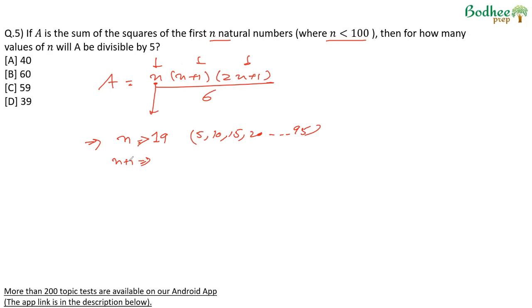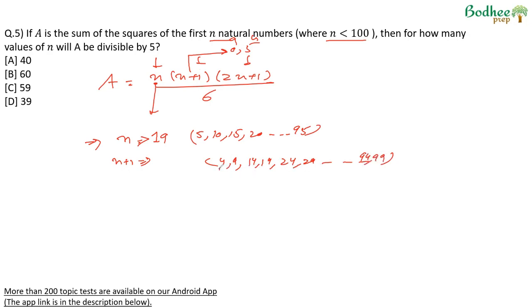If n plus 1 is a multiple of 5, n plus 1 should end in 0 or 5. Which means n should end in either 9 or 4, so that when we add 1 to it, it becomes 0 or 5. So n could be a number which ends in 4 and 9. So 4, 9, 14, 19, 24, 29 and so on till 94, 99.